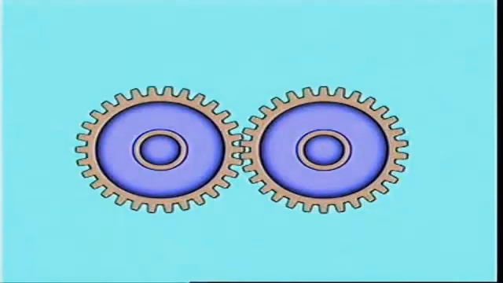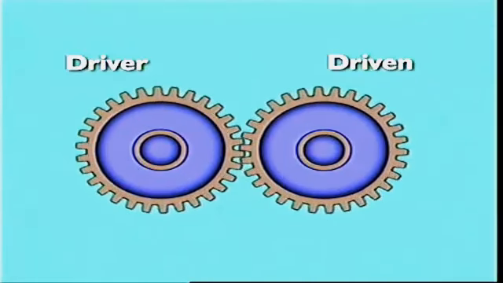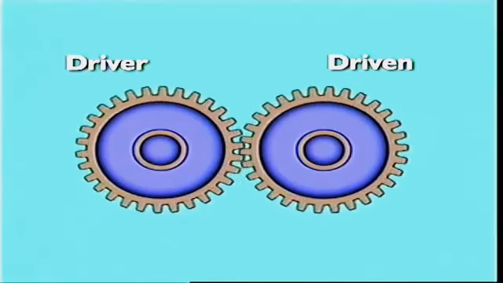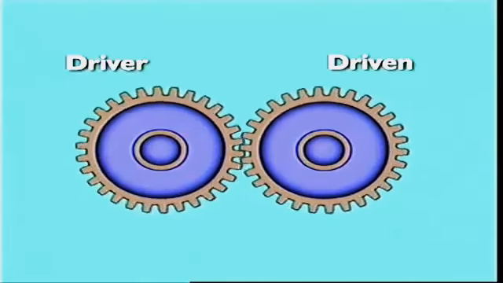When two gears are in mesh, one is a driven or output gear. The other, providing the turning action, is the driver or input gear. A gear ratio is the number of turns of the input gear necessary to achieve one turn of the output gear.